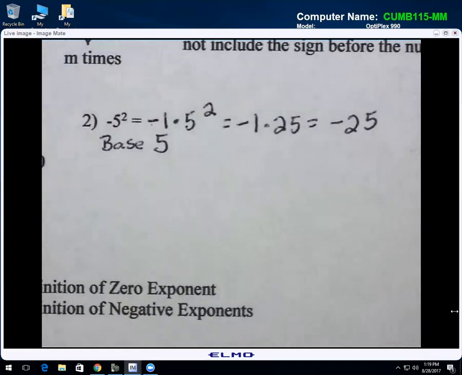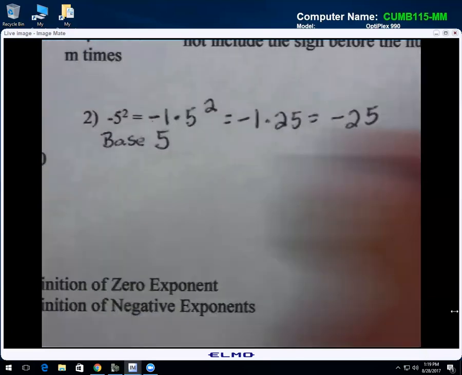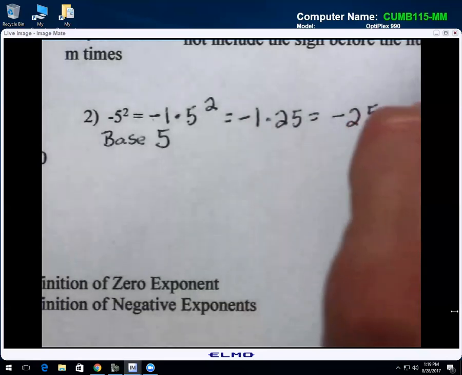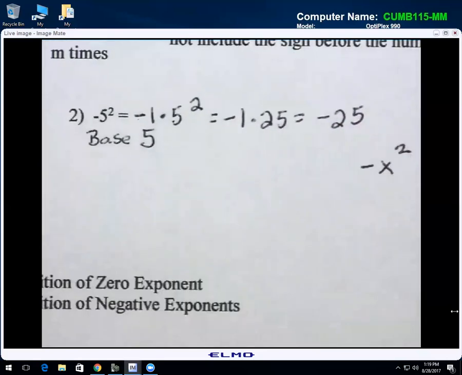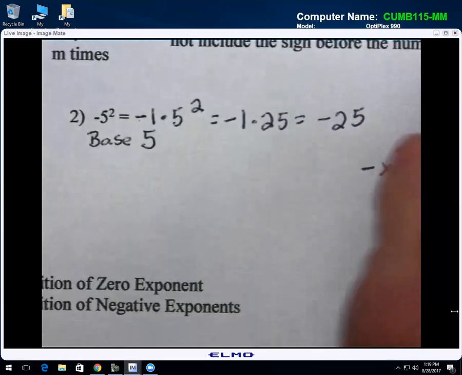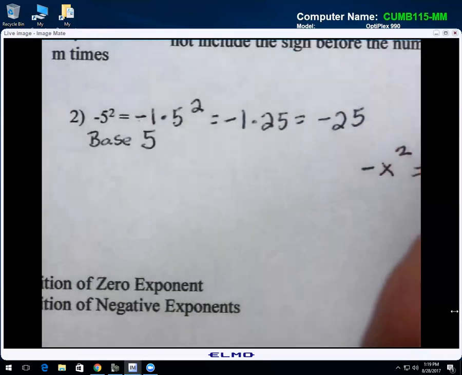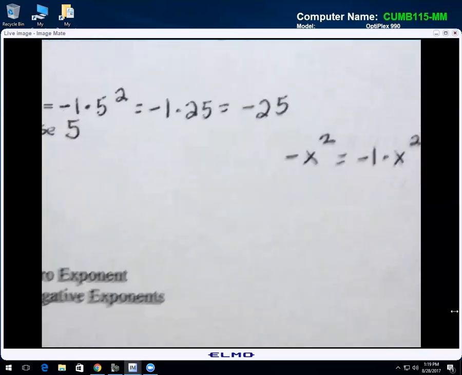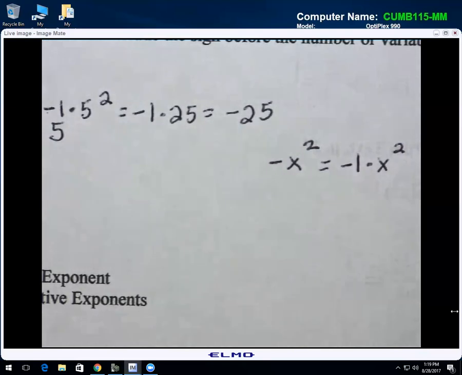So anytime I have a negative that's not part of the base, for example, negative x squared, I'm going to write it as negative 1 times x squared, just so I can see the negative is not part of the base.